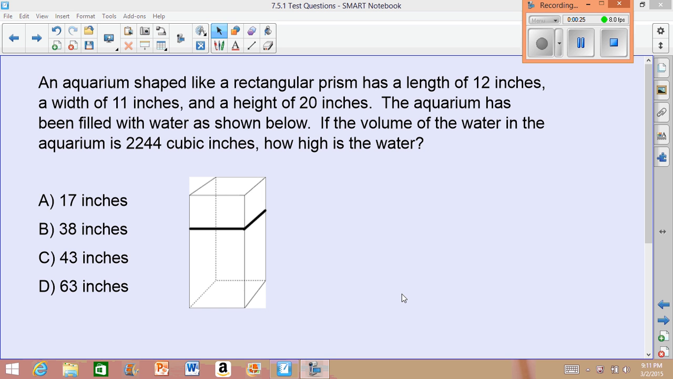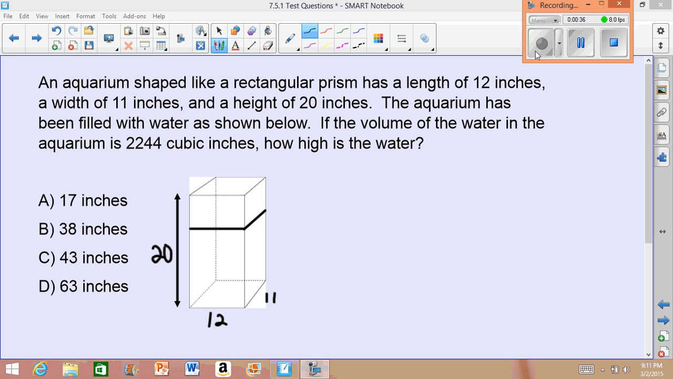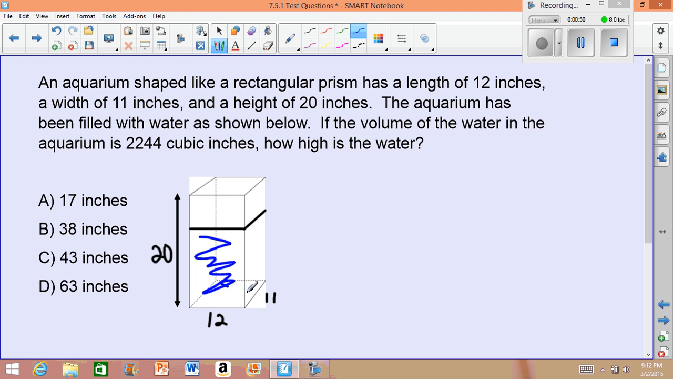The question said an aquarium shaped like a rectangular prism had a length of 12 inches and a width of 11 inches and a height of 20 inches. So I've labeled those parts in our picture. The aquarium has been filled with water as shown below. So we have a bunch of water that is going up to this line that's here. So here's the height of the water. The question says if the volume of the water is 2,244 cubic inches, how high is the water?